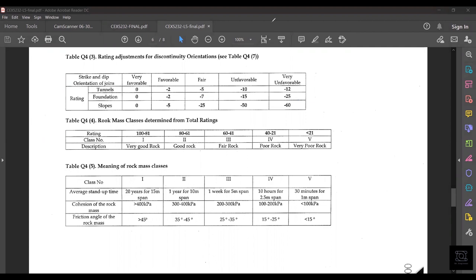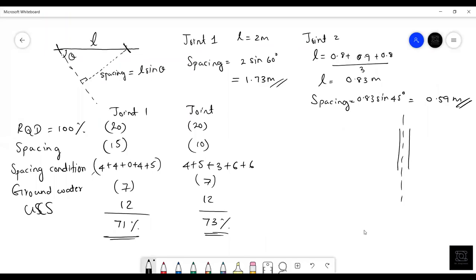So when it comes to our adjusted RMR, for joint 1 you have to reduce by 25. That is 71 minus 25, which is 46. For joint 2, you have to reduce by 7, so 73 minus 7, that is 66. Out of these two, the worst one is joint 1. If you design for joint 1, joint 2 will definitely withstand those conditions. So the further design should follow joint 1, since it is the least.